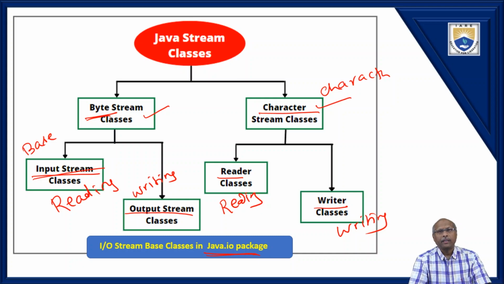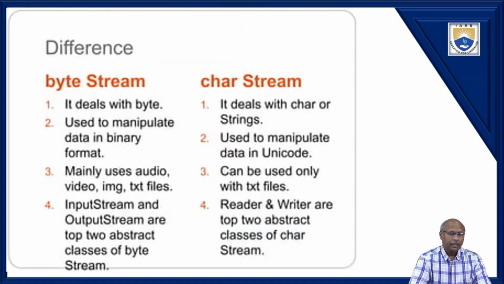Try to have this picture in mind. One is byte stream, second is character stream. This deals in terms of bytes, this deals in terms of characters. Now we'll see how both are different from each other, byte stream and character stream.